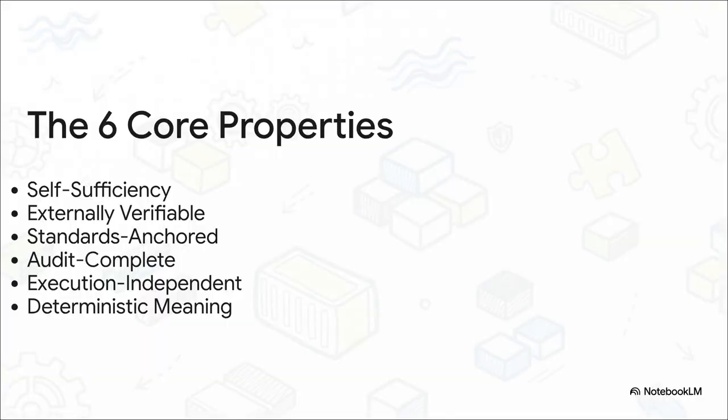Now, not just any document can be an OLCA. It has to have these 6 core properties. First, it's got to be self-sufficient. 2, it has to be externally verifiable. Anyone can check it and see that it's correct. 3, it's standards anchored, so it's not just floating in a vacuum. 4, it's audit complete, meaning its entire history is transparent and traceable. But these last 2 are the big ones. 5, it's execution independent. That's the real magic, right there. And 6, it has a deterministic meaning. There is zero ambiguity, no room for interpretation.